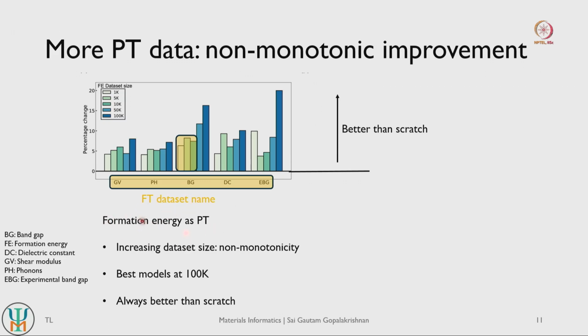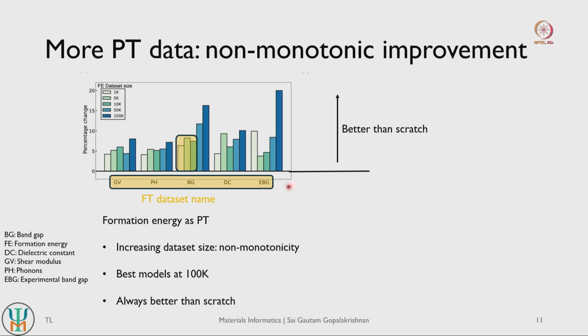So if you use formation energy for pre-training, we see that increasing data set size leads to a non-monotonic improvement in performance. So take this case, right. You have an improvement in performance when you show 5000 data points compared to 1000 data points of formation energy during pre-training, but then if you show 10,000 data points, you actually get a dip in performance. So the performance actually becomes poorer and then it improves again towards 50,000 and 100,000 data points. And we see similar non-monotonic behavior across all the different fine tuning data sets.